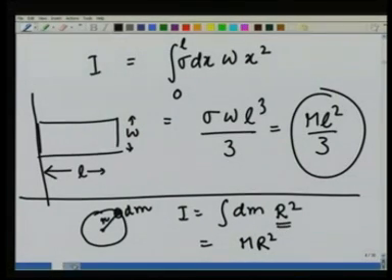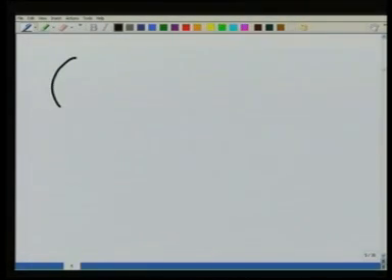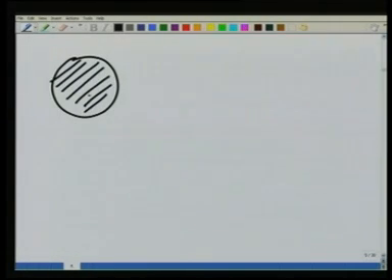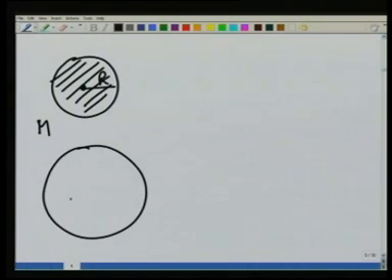As a third example, let us take a disc, a solid disc of mass m and radius r, and I want to calculate its moment of inertia about an axis passing through its center. What I can do for this is divide the disc into small rings.